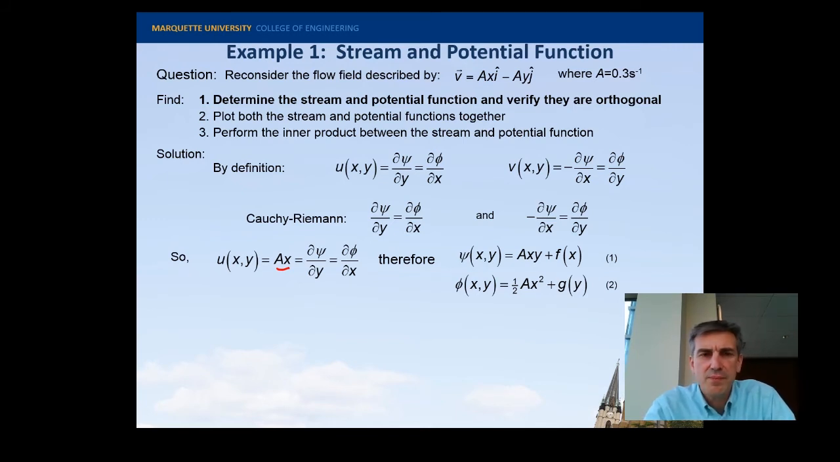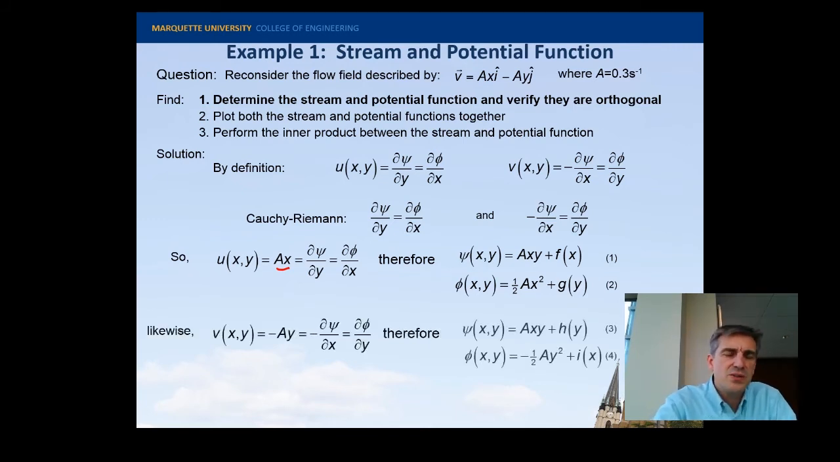Likewise, I can do this for the scalar component of velocity in the v direction, the j direction, and I would get that the stream function is equal to some function of ax plus some function of y, and that the potential function is then minus 1/2 ay squared plus some function of x.